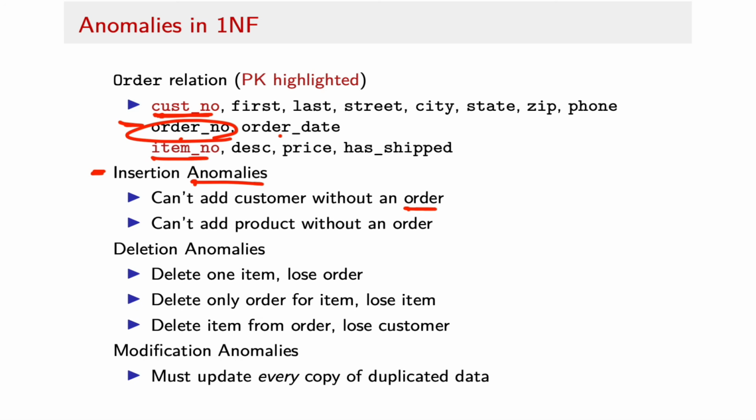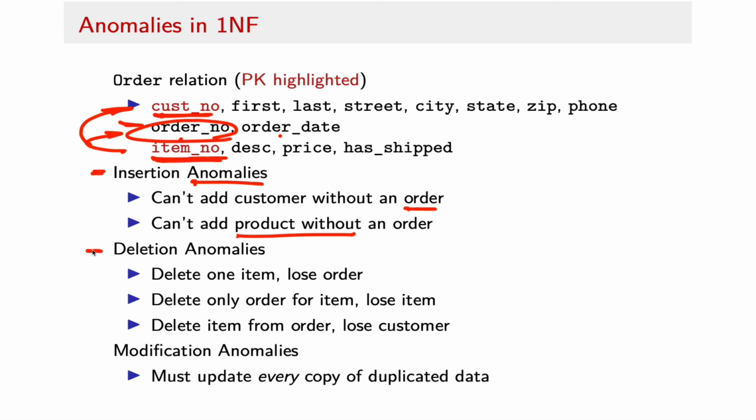I can have my sales staff out there trying to sign up new business, and they might be able to sign up a new customer who hasn't bought anything yet, but I currently can't put that customer in the database. And similarly, I can't add a new product unless we have an order for that product, because in order to put a new product in the database, currently I've got to have that go along with an order for that product by some customer, right? Because these things are all in the same table. So we've got problems when we try to insert things into the database.